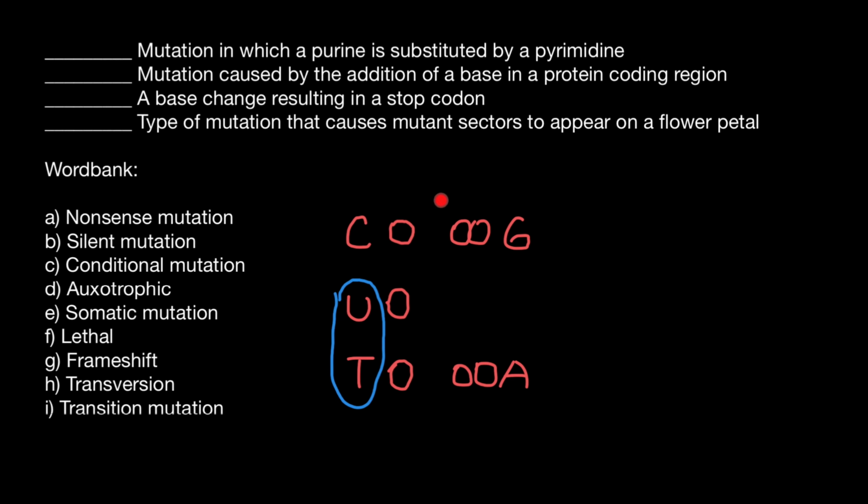So this rule, which is Chargaff's rule, gives us the proportion of cytosine and guanine, which is going to be the same, and thymine and adenine, which is always going to be the same in double-stranded DNA.